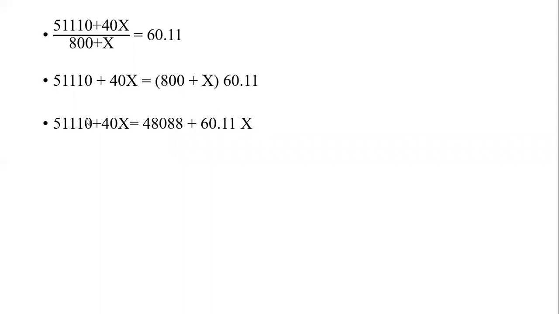Now take the constant terms to one side and the variable terms to the other side. The variable is X we are considering here, so the terms having X with them, take them towards one side, and other terms to the other side. So we'll go for that now. Here 51,110 minus 48,088. I have taken this 48,088 towards the left hand side. Here it was having the plus sign, it will become negative now, is equal to 60.11X as it is. Here 40X is there with plus, here it will be minus 40X, isn't it?